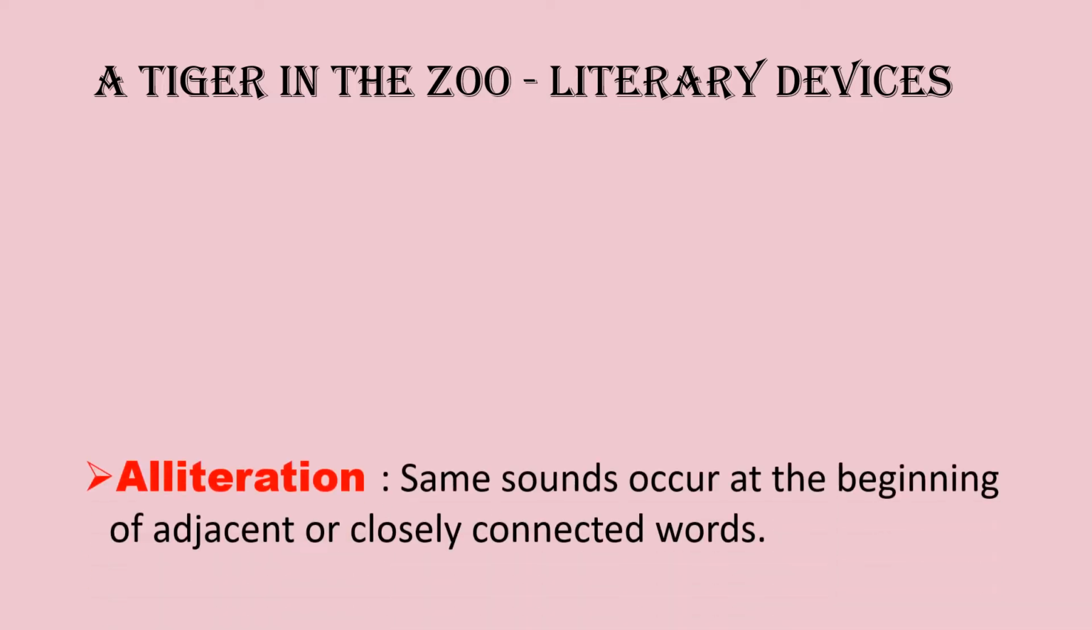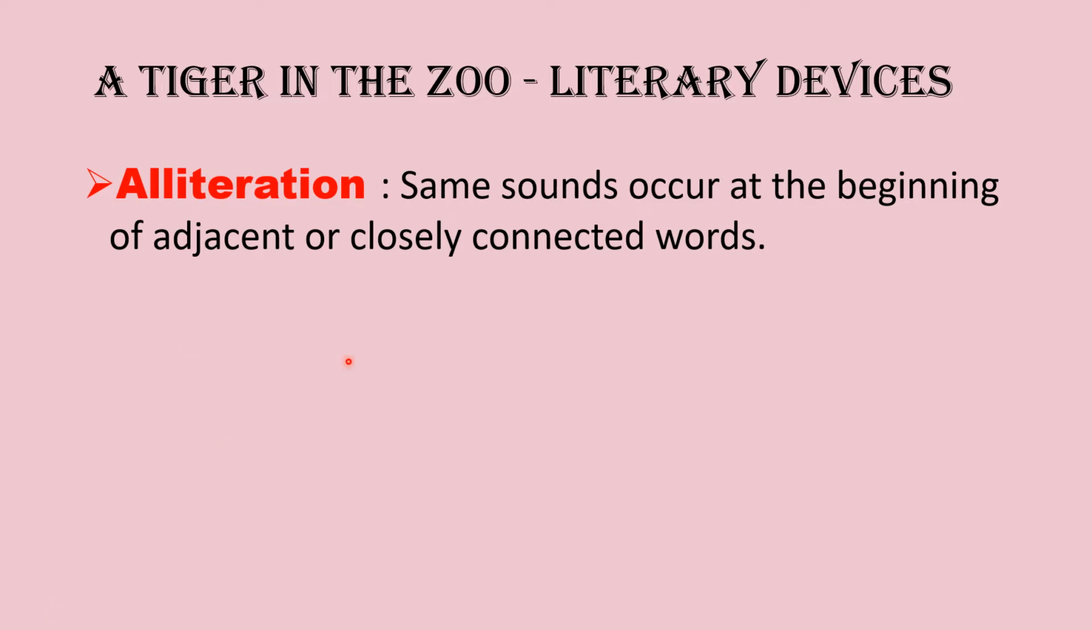In this video, we are going to study the literary devices used in the poem A Tiger in the Zoo, written by Leslie Norris. The first literary device we are going to discuss is alliteration. What is alliteration? Alliteration is the same sound that occurs at the beginning of adjacent or closely connected words. Let's see the example.